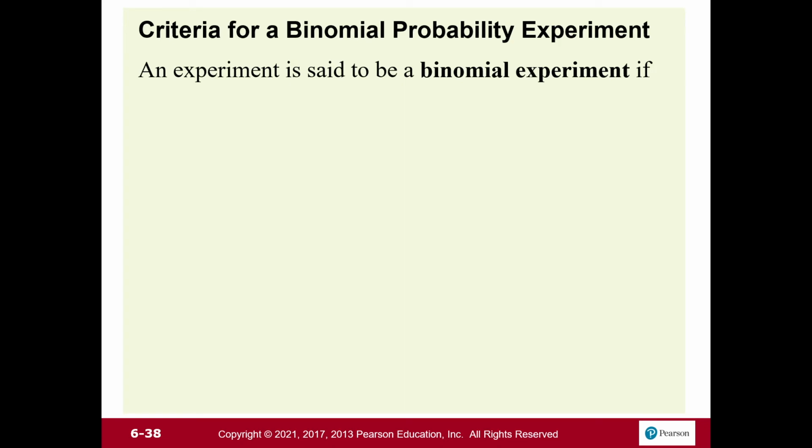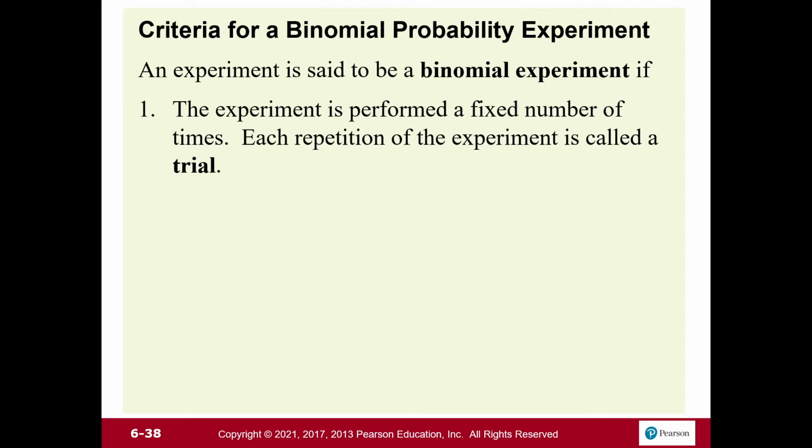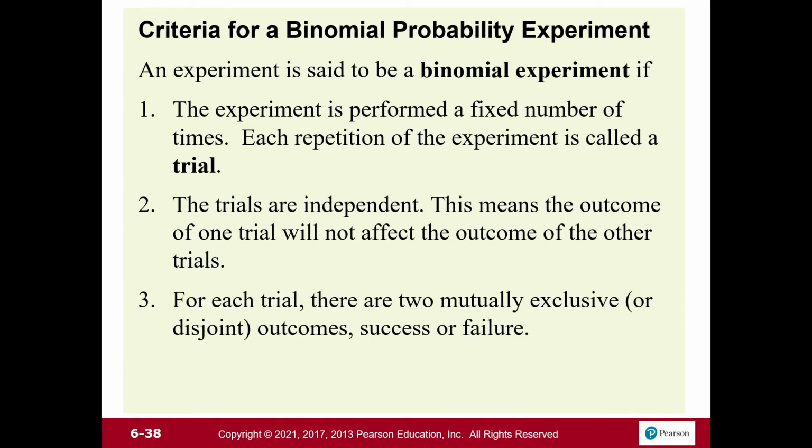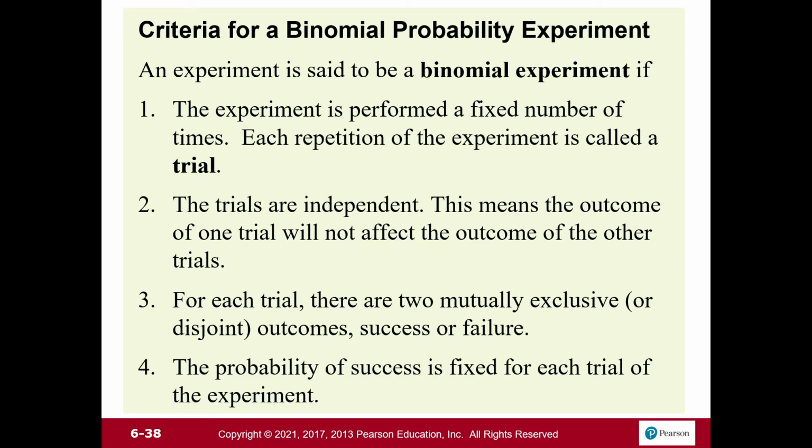Criteria for a binomial probability experiment. An experiment is said to be a binomial experiment if, number 1, the experiment is performed a fixed number of times, where each repetition of the experiment is called a trial. Number 2, the trials are independent. This means that the outcome of one trial will not affect the outcome of the other trials. Number 3, for each trial, there are only 2 mutually exclusive outcomes, success or failure. Number 4, the probability of success is fixed for each trial of the experiment.